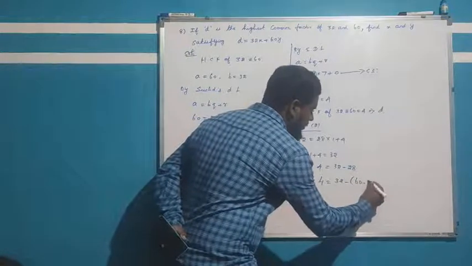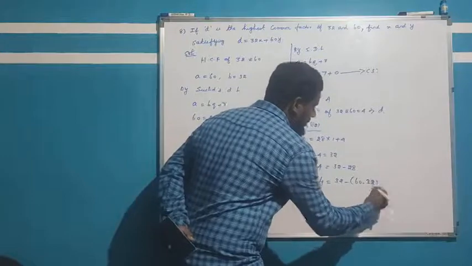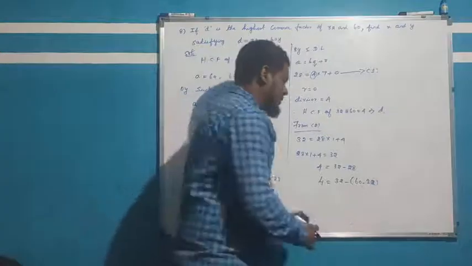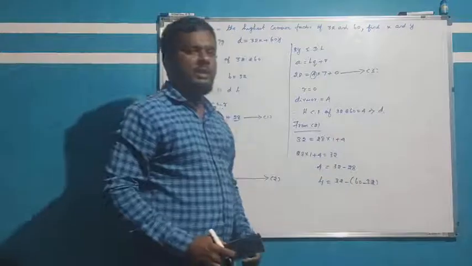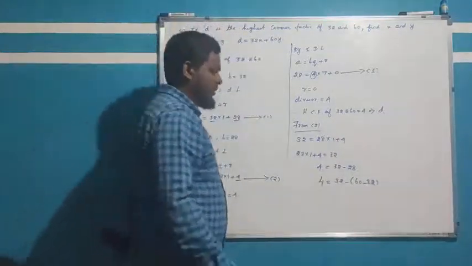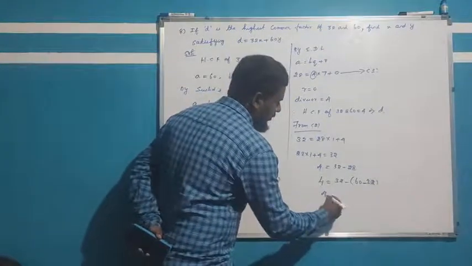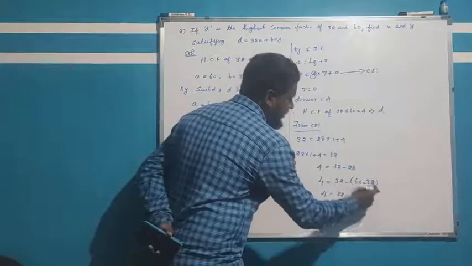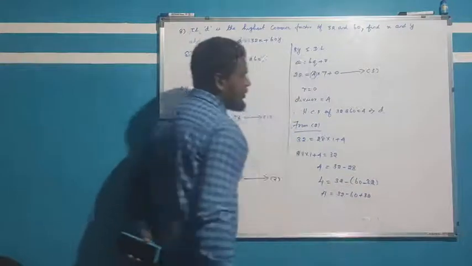28 we can write as 60 minus 32. 60 minus 32 is only 28. In this way we convert 60 minus 32, getting 28. Now 4 equal to 32 minus into plus minus 60. Minus into minus is plus, so then we will get plus 32.